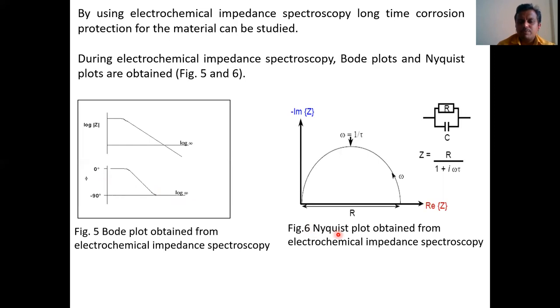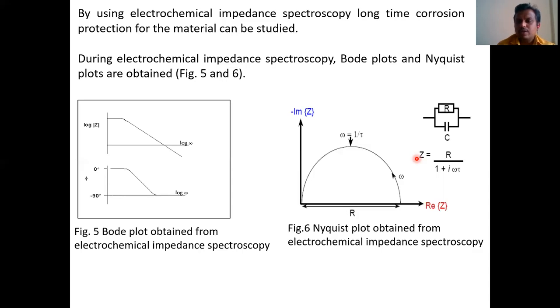Then from the Nyquist plot, the x-axis is the real impedance, and on the y-axis there is the negative imaginary impedance. So you get these types of semicircles, which you have to fit into circuits. Some circuits are available in the software, like the Randles circuit, where a resistance and a capacitance are arranged in parallel. When you put this circuit, you get different parameters, like the coating resistance, solution resistance, charge transfer resistance, and double layer capacitance.